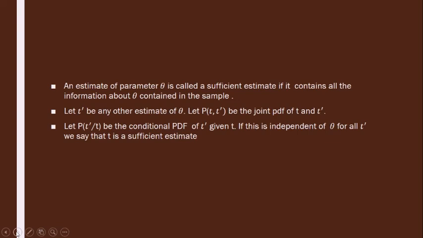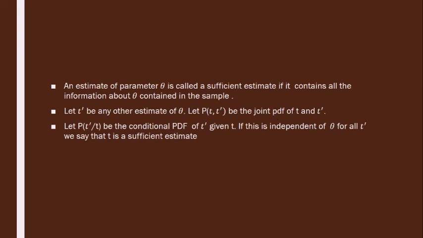Now let t dash be any other estimate of theta. There can be more than one estimate for the parameter theta. Usually we were dealing with t only, but if there is another estimate other than t, say t dash, then let's consider p of t comma t dash as the joint PDF.